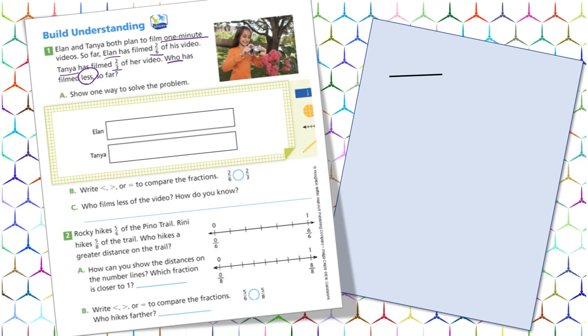So let's take a look at A, show one way to solve the problem. Well, in my rectangle, I see two bars and they're already labeled. What do you notice about those bars? Well, they're the same size. So remember how important it is to make models that are the same size, wholes that are the same size when we're comparing fractions. And my bars are already labeled with Alon's name and Tanya's name. So I'm going to go ahead and write the fraction that belongs to each of the people right next to their name.